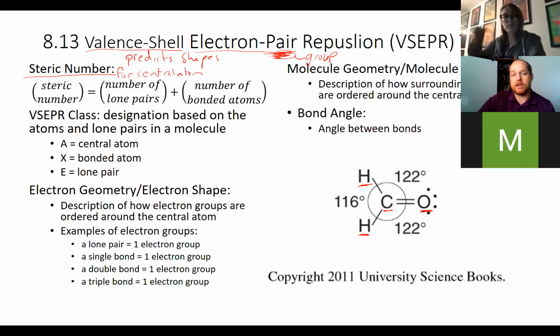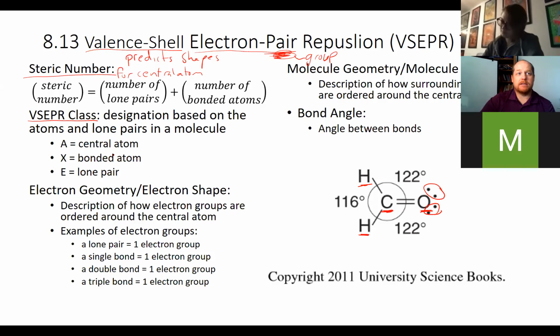For the oxygen, you can look at the oxygen as being its own central atom, and it would be bonded to a carbon, and it would have 2 lone pairs of electrons, so it would have a steric number of 3 as well. And that's going to be useful for us as we start to determine the VSEPR class. Okay. Now the VSEPR class is just a designation for how we can organize the different types of molecules that are out there.